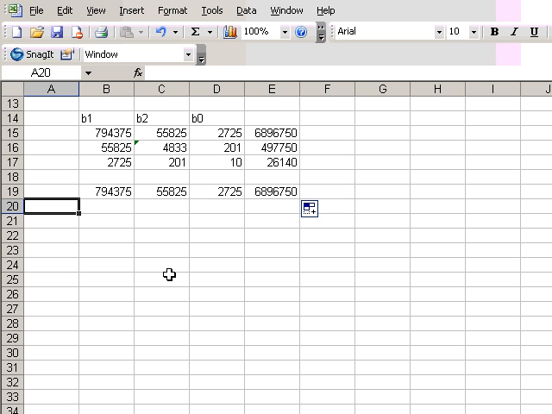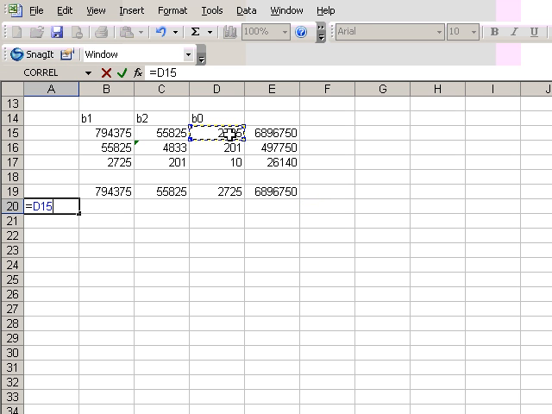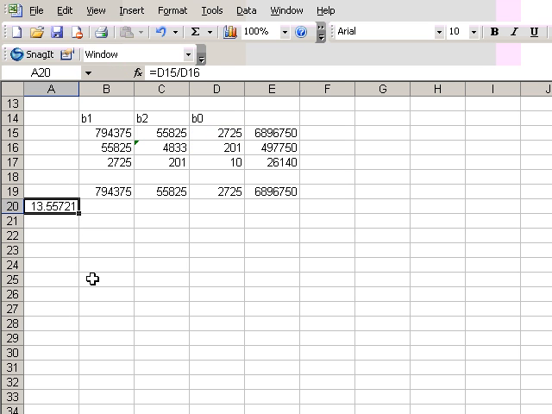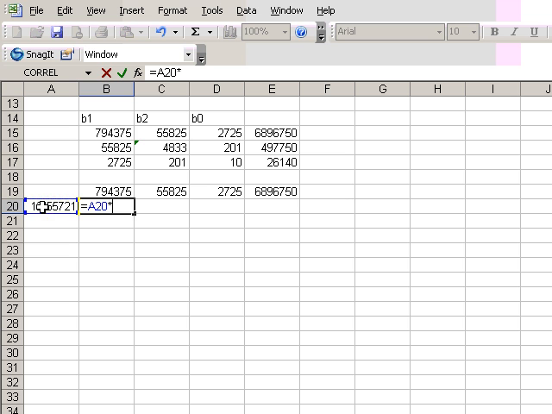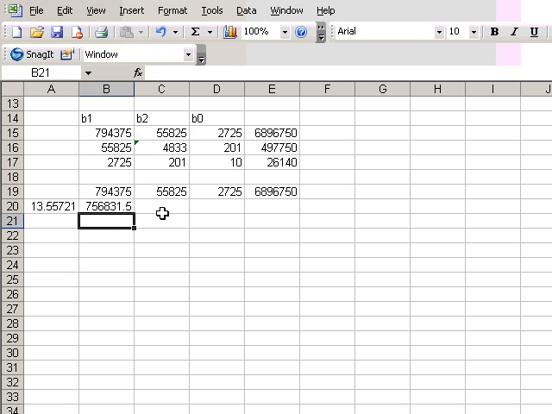In order to do that, what I'm going to do in cell A20 is say that A20 is equal to this value in D15, which is the coefficient of B0 in the first equation, divided by the coefficient of B0 in the second equation. And this is the result. Now I'm going to multiply each value in this equation by this value. So the first value will be equal to A2 times B16. Now I'm going to fix the A20 with an F4, and when I hit enter, I get this value.